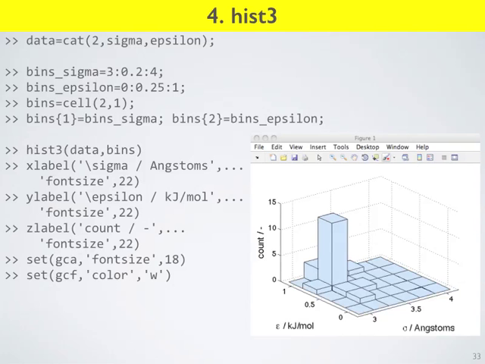The cat command sticks vectors together, or sticks matrices together, into bigger constructs. Imagine I have two vectors: I have my epsilon vector and I have my sigma vector, and I'm going to concatenate them along the second dimension. This is dimension 1 in MATLAB, this is dimension 2. If you have multidimensional arrays, you get other dimensions. So I want to concatenate these along the second dimension.